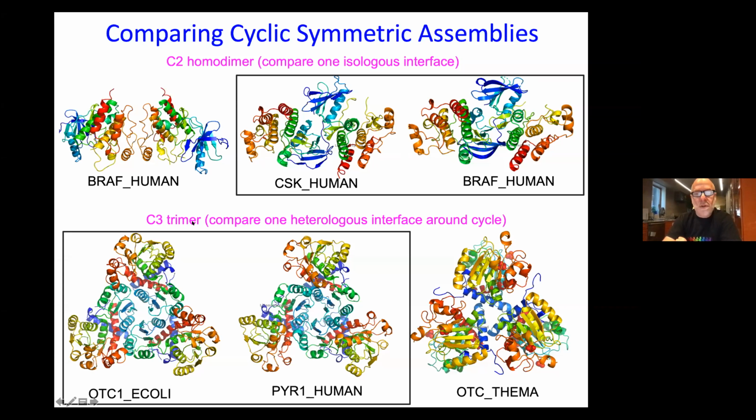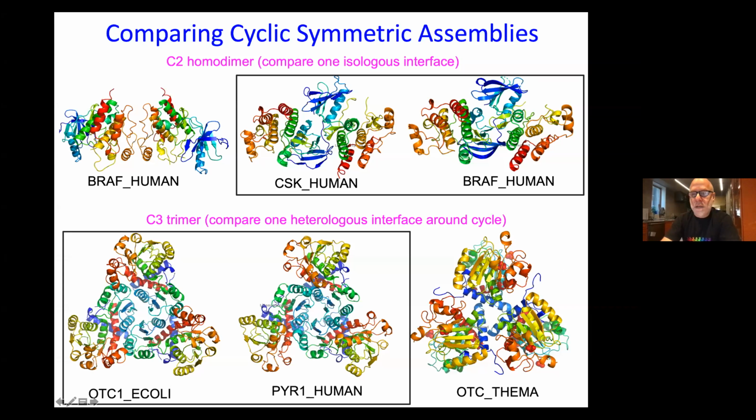If we look at a C3 trimer at the bottom, this is in the OTCase family. These two assemblies are the same because there's a heterologous interface that makes up a C3 trimer. You've got monomer, monomer, and then monomer. And the interface that makes up this assembly that connects these three monomers is the same as the one in this one, of these two different sequences. This third assembly, which is also in the same family, is also a C3 trimer, but it's a different interface. And so we would cluster these two as the same assembly and this one as a different assembly.